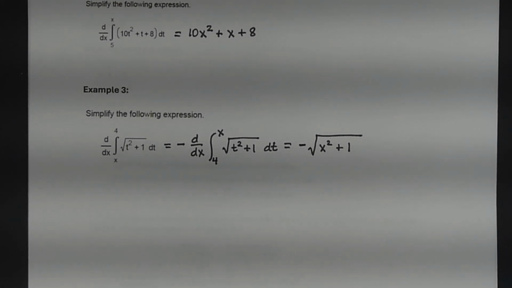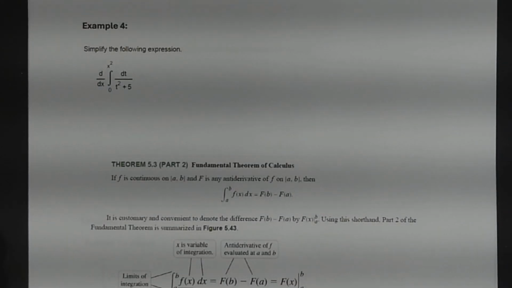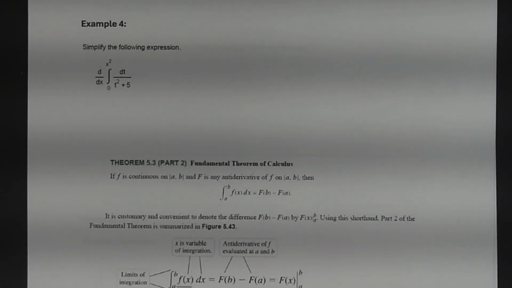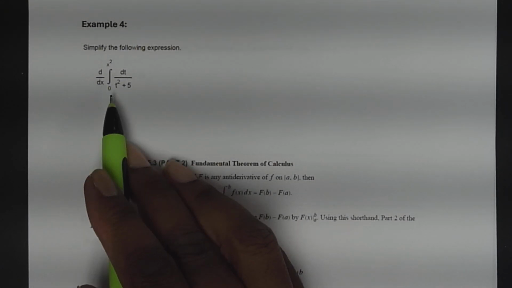Okay. Now let's look at example 4 on the next page. In this case, notice that the x squared is my upper limit and not x. So I have the derivative with respect to x of the integral from 0 to x squared of dt divided by t squared plus 5.